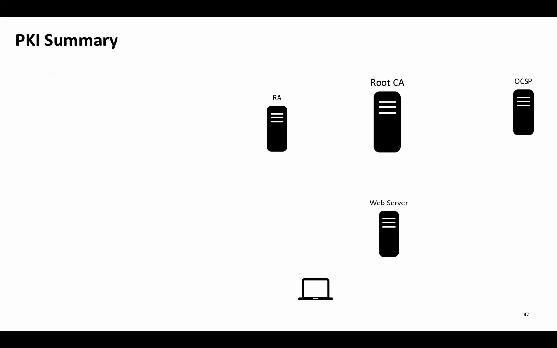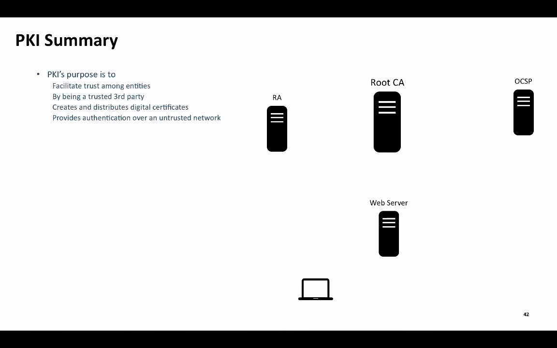Okay, there was a lot of material here. Let's summarize. The purpose of the public key infrastructure is to facilitate trust among entities by being a trusted third party, such that each of the entities trusts the third party. Therefore, the entities should trust each other. In order to do that, PKI creates and distributes X509 digital certificates to trusted entities. Then, PKI provides cryptographic authentication over an untrusted network.